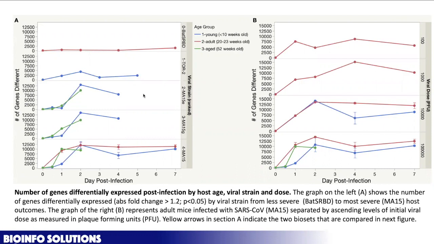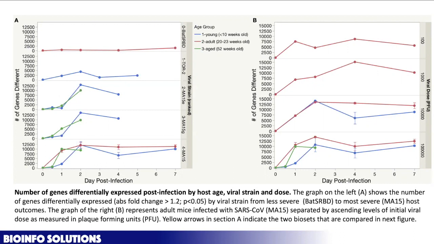Now we start going up into the different severity of viruses, and you can see larger increases. Now we're getting up to almost 12,000 genes that change. We're separated here: the blue is young and the green is aged. It's very similar in the smaller strains, but as you get into the higher strains, you notice that the old mice tend to have more significant genes that change at day one than the young mice do. And that increases when we get to the most severe strain of virus.